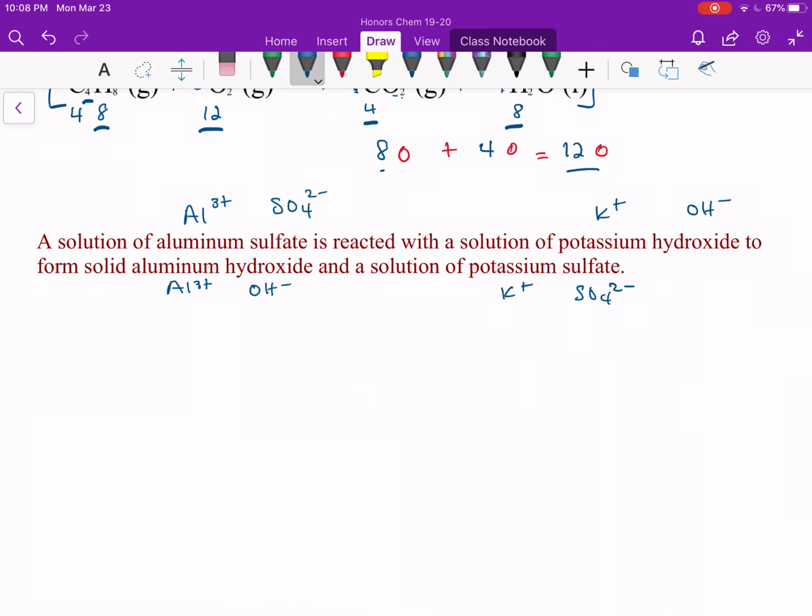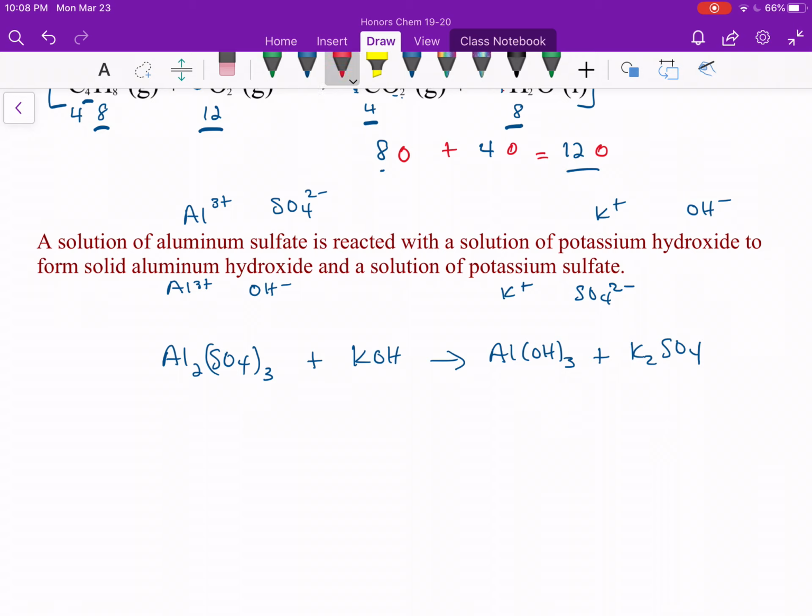So if I go and write this out, remember I have to crisscross the charges, so I'm going to get Al2(SO4)3 plus my KOH, and that's going to give me my Al(OH)3 plus my K2SO4. Now, if I look at this, you guys may be like, oh my goodness, I have oxygens all over the place. What's going on? How is this going to be? This is going to be really hard to balance.